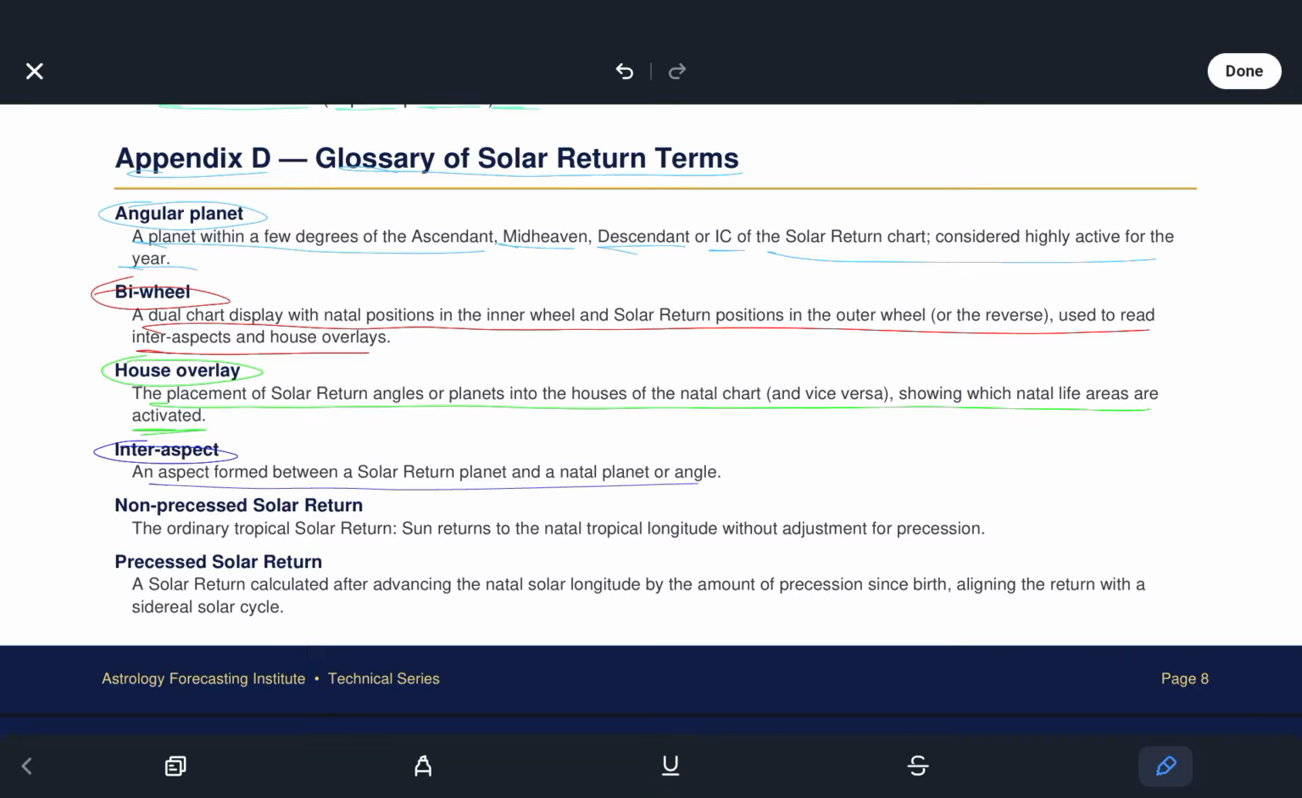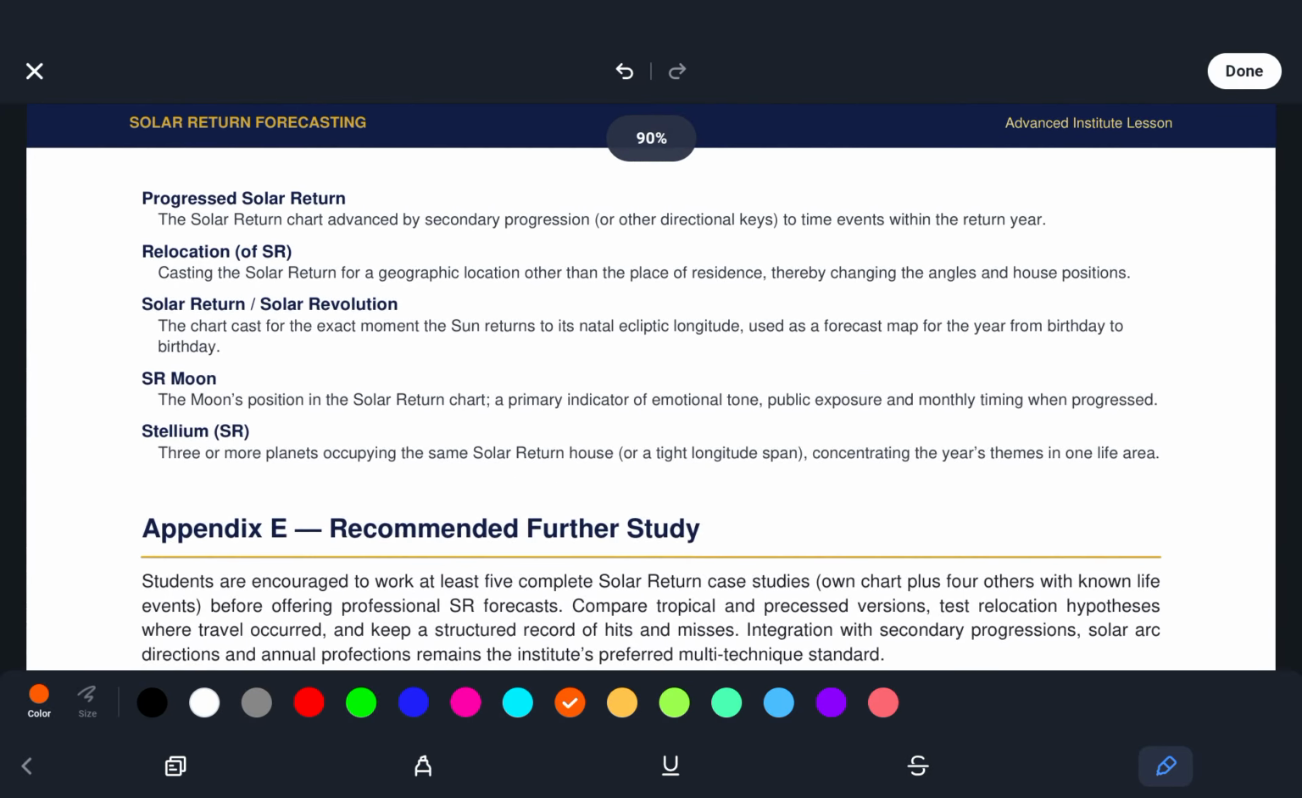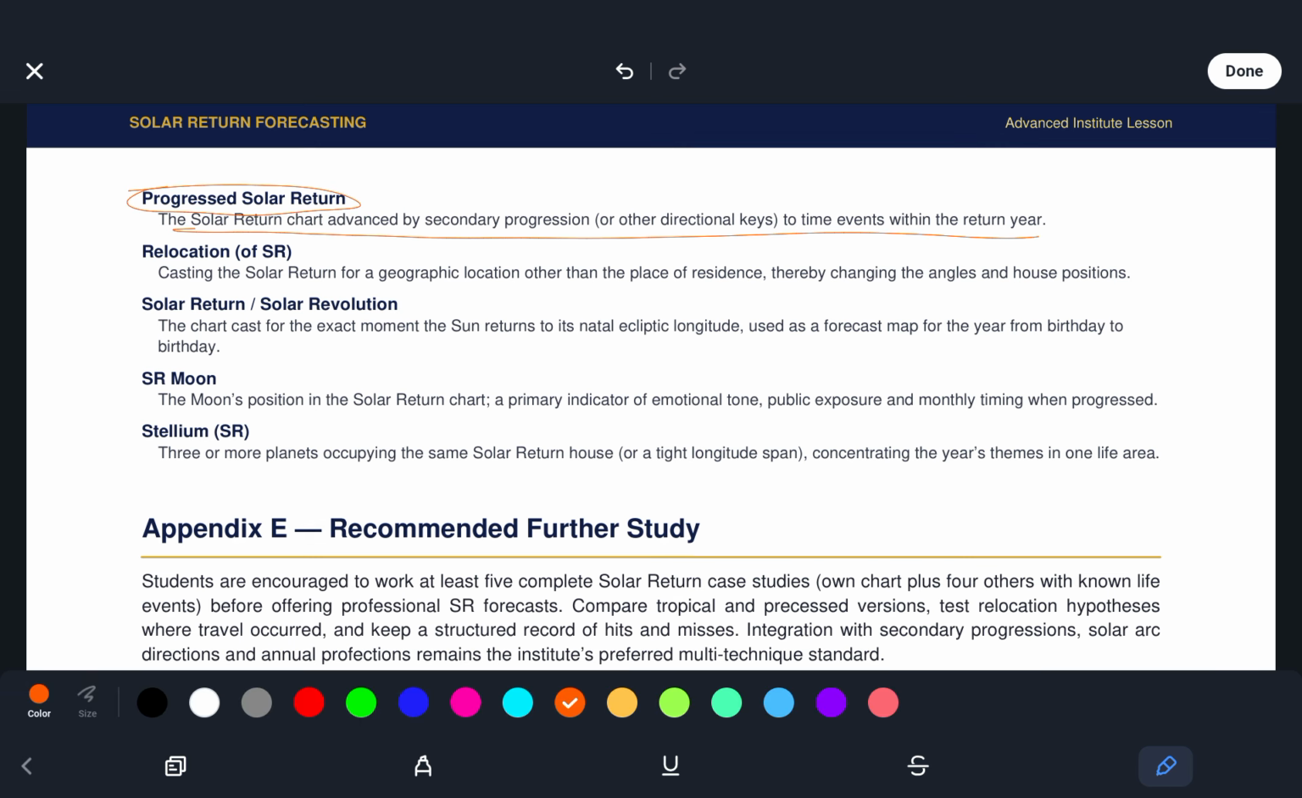Interaspect, an aspect formed between an SR planet and a natal planet or angle. Non-precessed SR, the ordinary tropical SR, where the sun returns to the natal tropical longitude without adjustment for precession. Precessed SR, calculated after advancing the natal solar longitude by the amount of precession since birth, aligning the return with a sidereal solar cycle. Progressed SR is the SR chart advanced by secondary progression or other directional keys to time events within the return year.